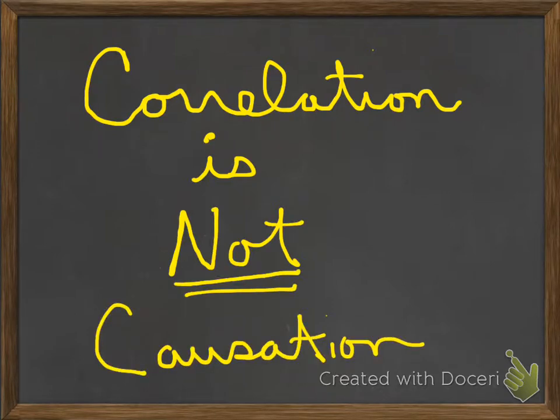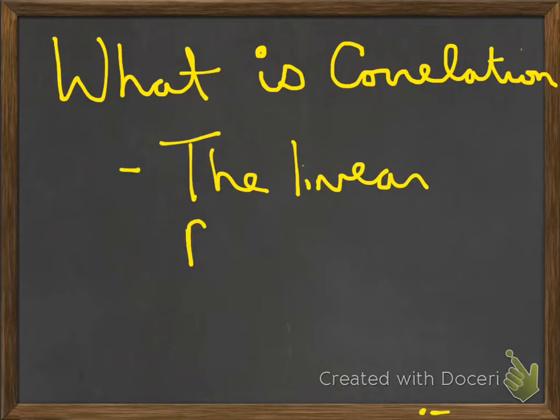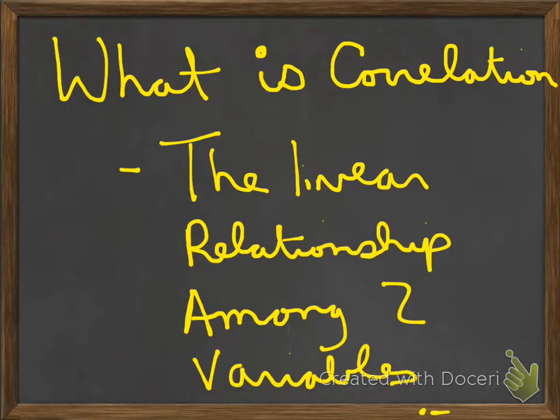Perhaps that's a phrase you've heard before. It's very common in science. So the first question we need to ask ourselves is, what is correlation? And it turns out, for our purposes today, correlation is the linear relationship among two variables.